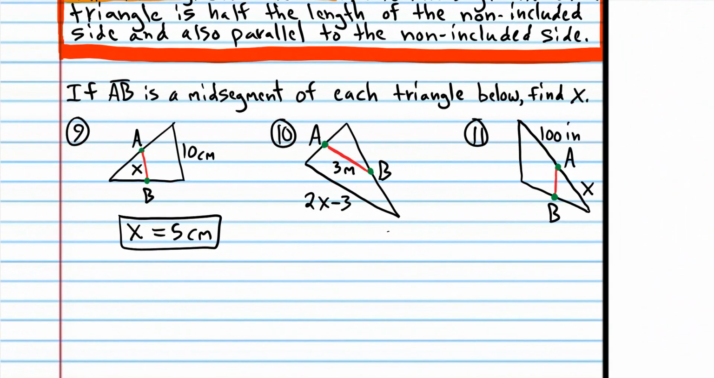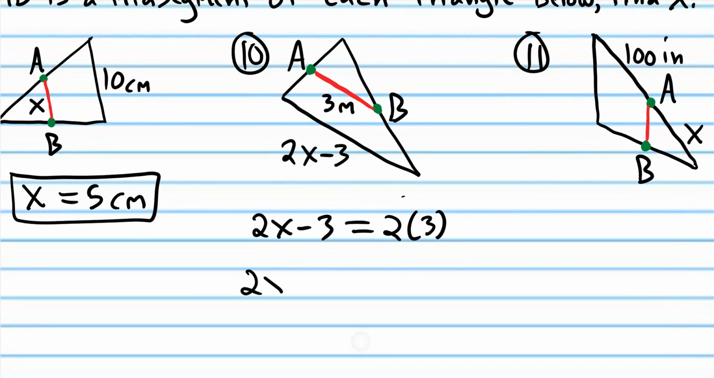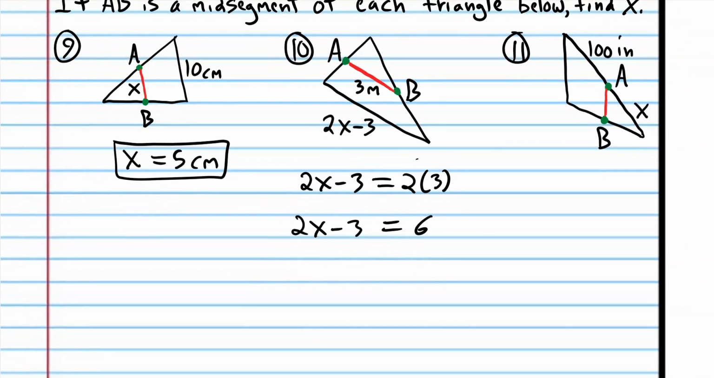So we have the same situation on number 10. This length is half of the non-included length. So that means that this side must be 6. It must be double. So we can say 2x minus 3 is equal to double 3 meters. So 2x minus 3 is equal to 6, and that's a two-step equation. Add 3 to both sides, and long story short, you get 9/2. So the answer to that one is 9/2. We found x.